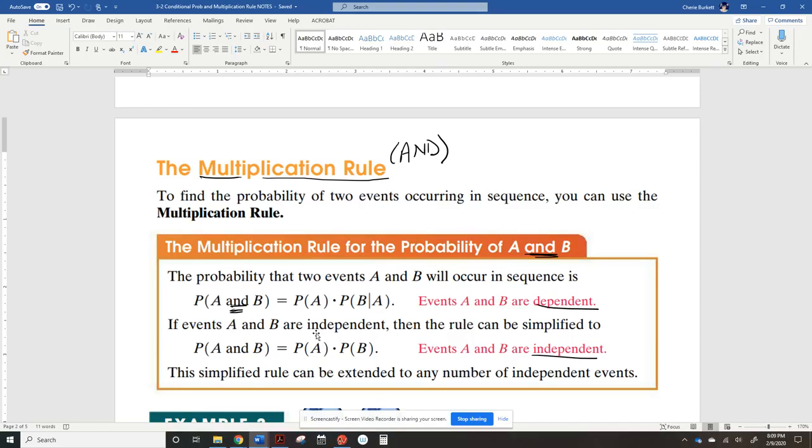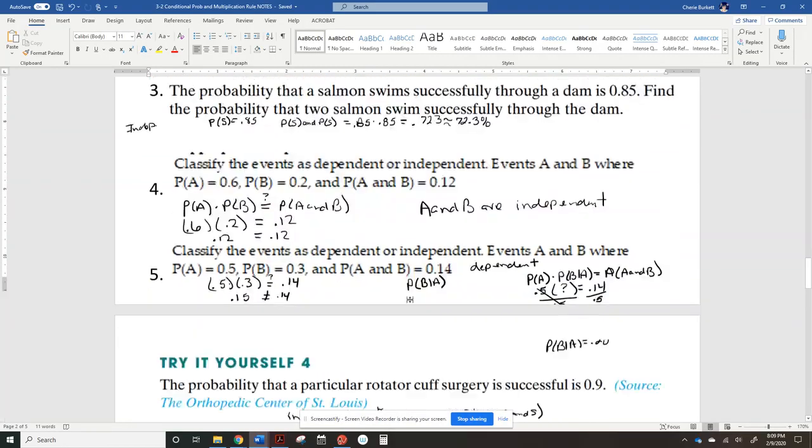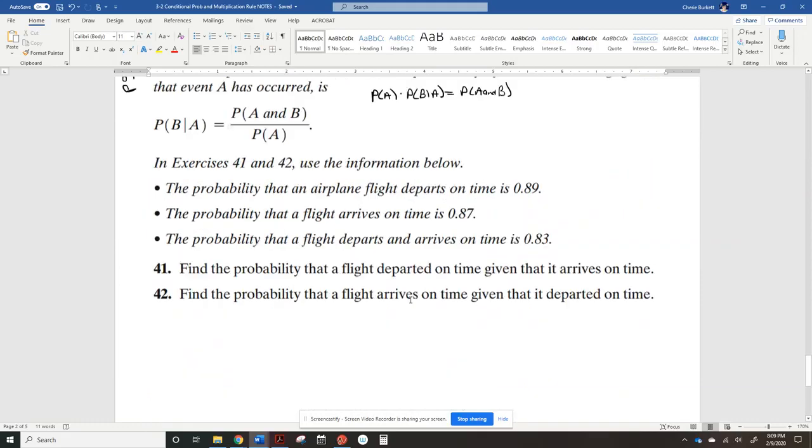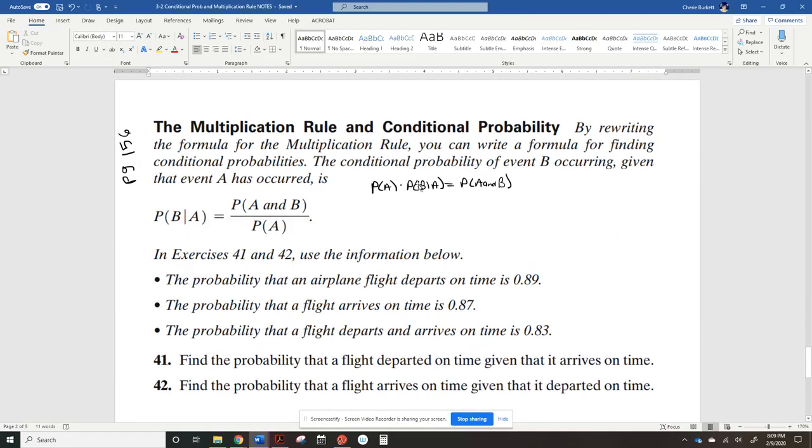But anyway, they took this formula right here. See, this is the formula right here. And they just solved it for a different one, they got this by itself. How did they get the probability of B given A by itself? Well, they just divided both sides by the probability of A. Just simple algebra. Those two over here cancel out, and so they're left with this formula.